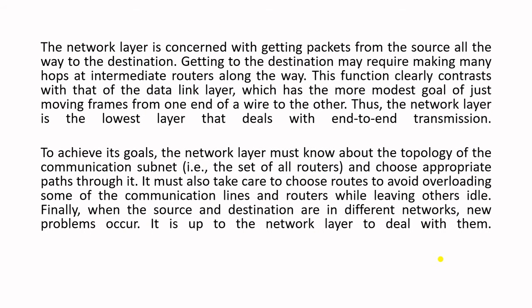Now the data is processed and transmitted using the data link layer below the network layer. So the responsibility for guaranteeing proper delivery of the packets lies with the transport layer, which uses network layer services. The network layer controls the operation of the subnet. A key design issue is determining how packets are routed from source to destination.